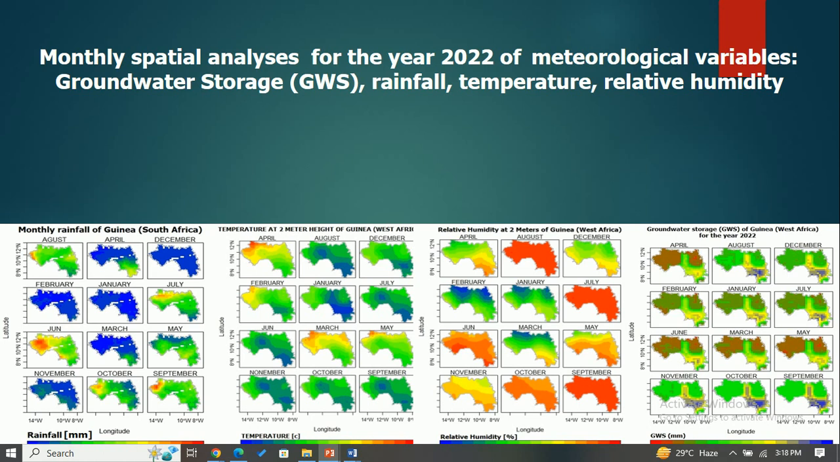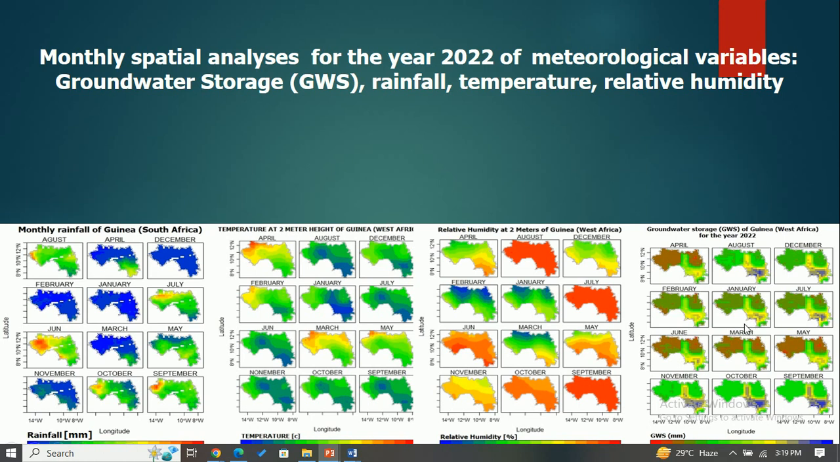the formula used to isolate GWS from the other water storage variables in the catchment land surface area. The shallow groundwater storage can be calculated by subtracting the root zone soil moisture, snow water equivalent, and canopy interception from the total water storage, that is the TWS. And this is the calculation.